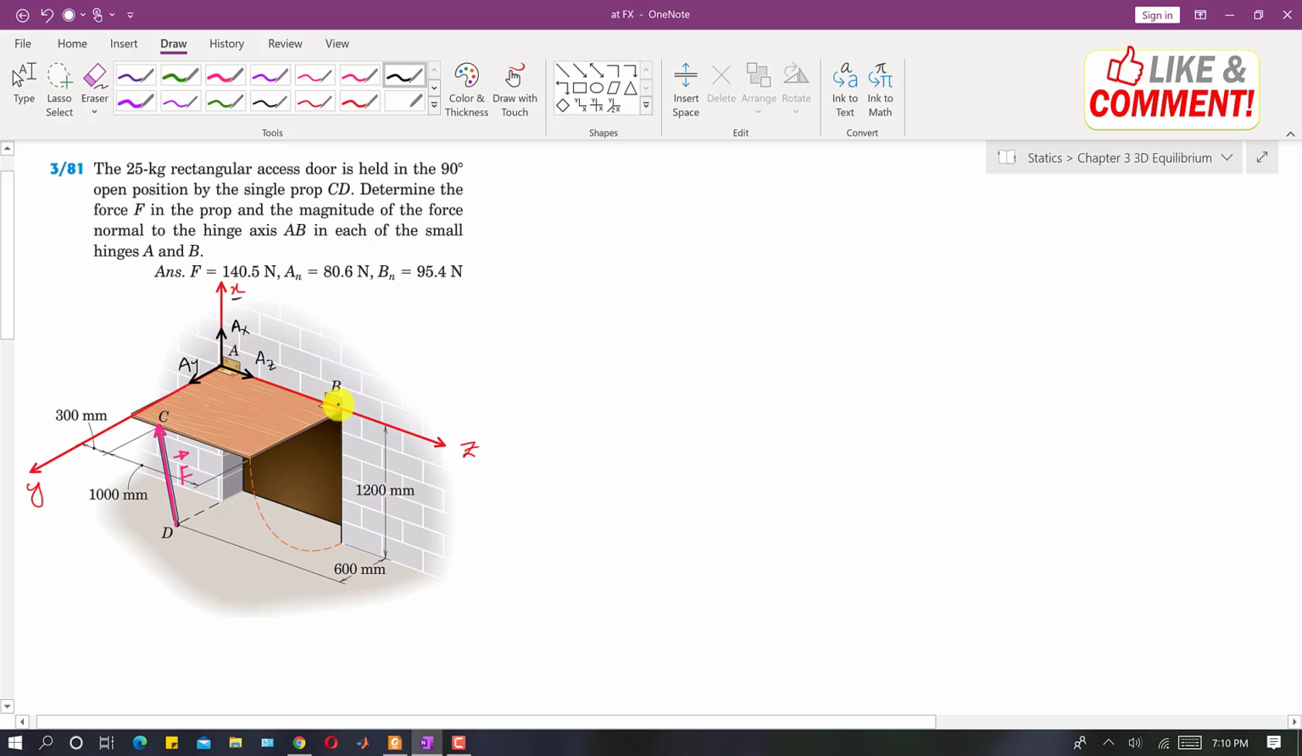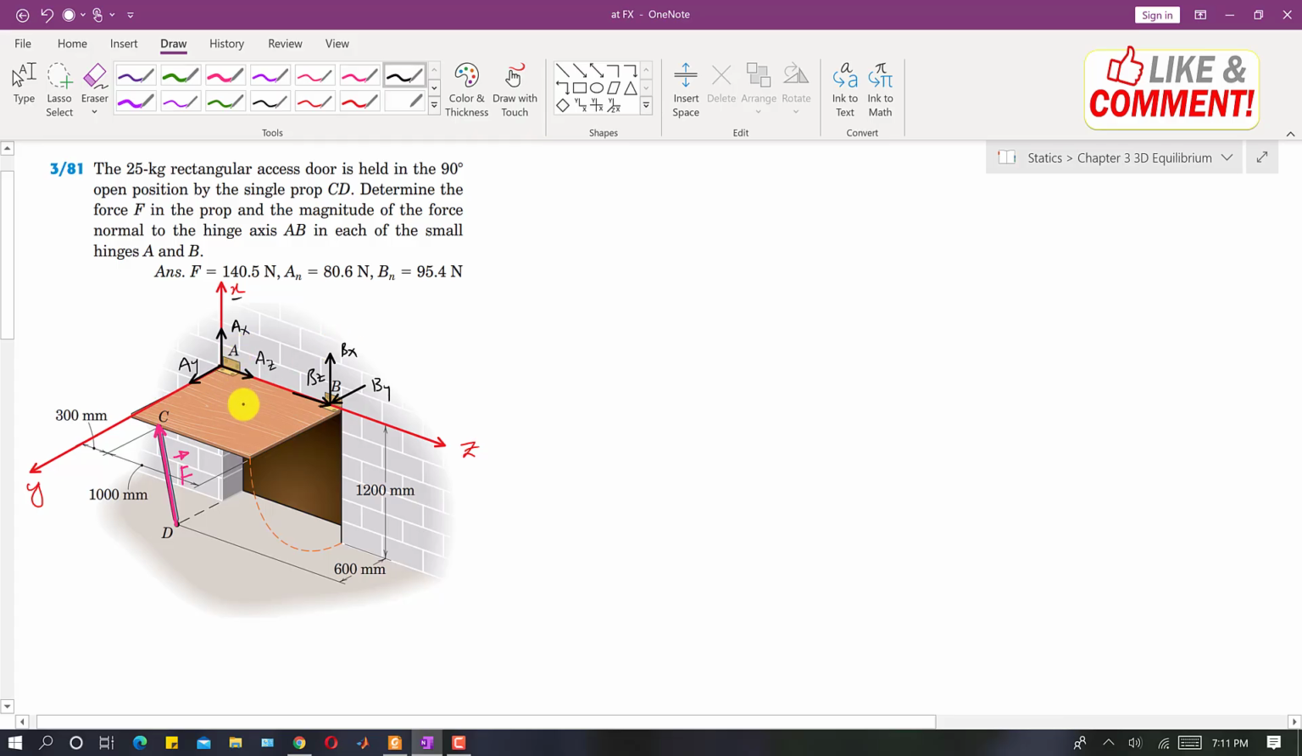Similarly we will have reactions at this point B as well, right? So let me draw those reactions as well. So let's say that this is the reaction at point B along Y, right? So we can write that this is BY. Similarly there will be a reaction at B along Z, right? So let me put it here. So this will be BZ, and let's say that there is a reaction along X as well at point B. So let's say that this is BX.